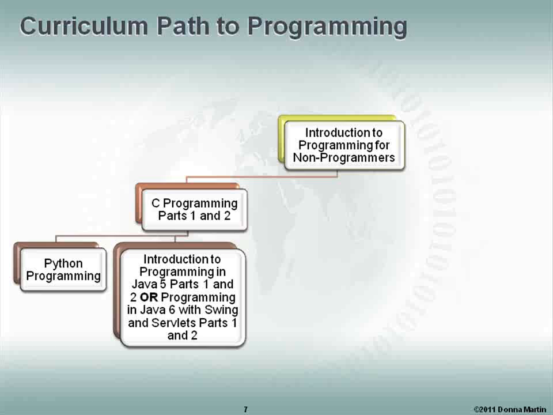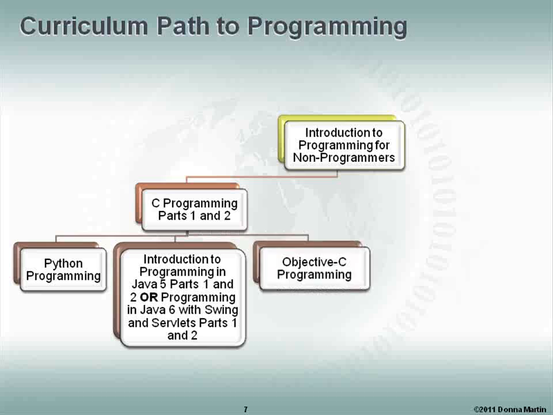Or you could move on to Introduction to Programming in Java. There's a Java 5 and a Java 6, and there's a Part 1 and Part 2 of those as well. Or you can move on to Objective-C programming. If you're not wanting to go the C programming route on into Python or Java or Objective-C, for one thing, if you're just wanting to learn C, you could stop at this point.